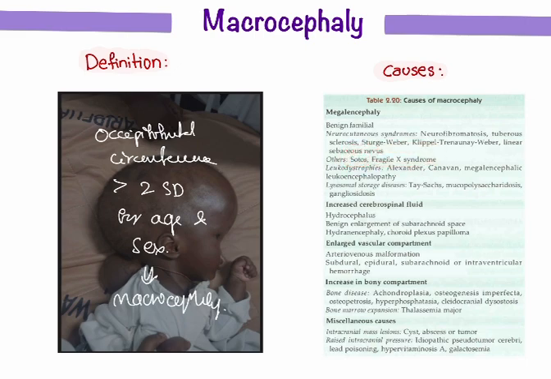then increased cerebrospinal fluid like hydrocephalus, enlarged vascular compartment like subdural, epidural, subarachnoid hemorrhages, increase in bony component like achondroplasia, osteogenesis imperfecta, osteopetrosis. The miscellaneous causes are cysts, abscess, or tumors.